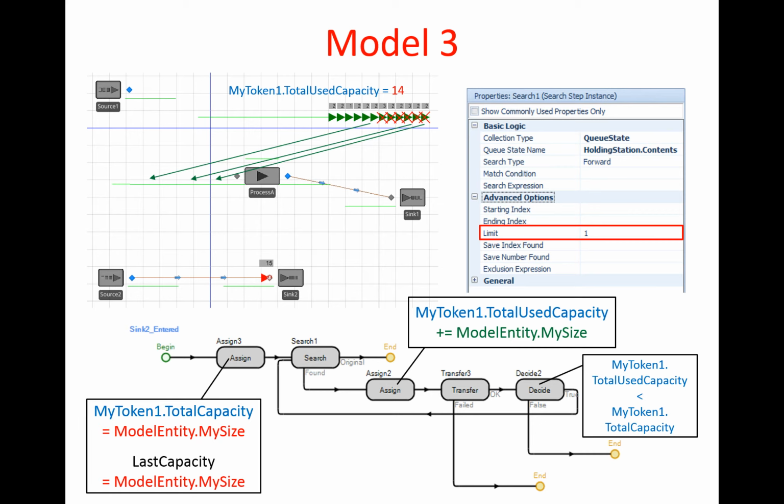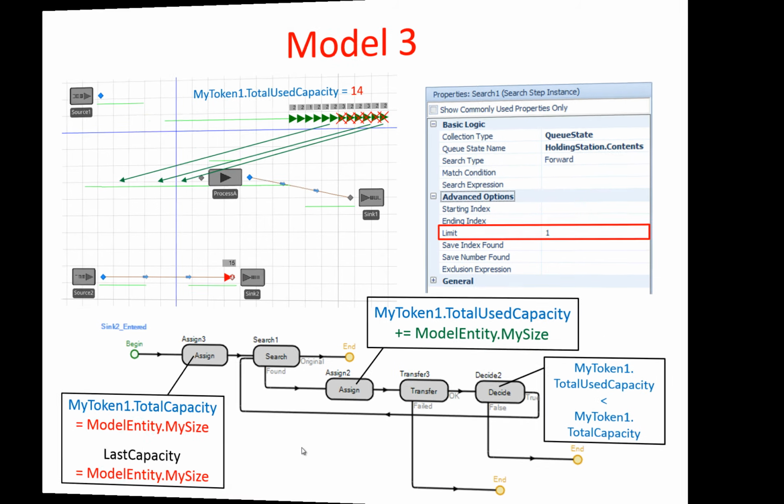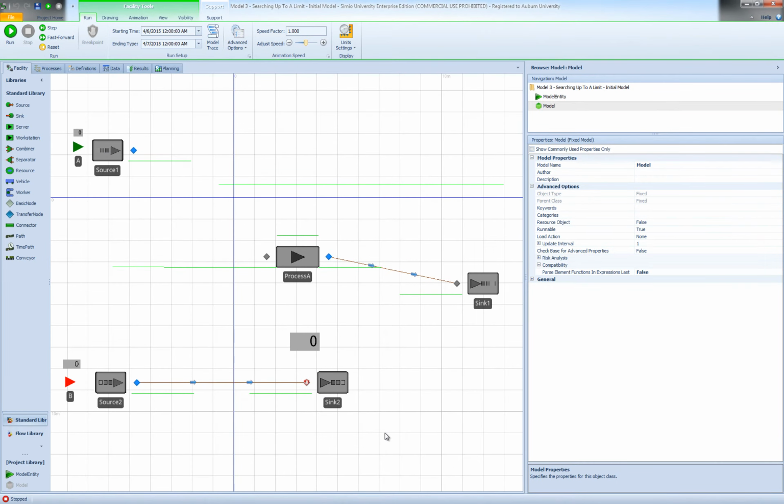So as you can see in this model, we needed a user-defined token that has 2 additional state variables, the total capacity and total used capacity. And we needed these state variables in order to be able to accumulate our value as we transfer entities, and also to check whether we have reached the limit. So now let's go to Simio and actually implement this logic in our model.